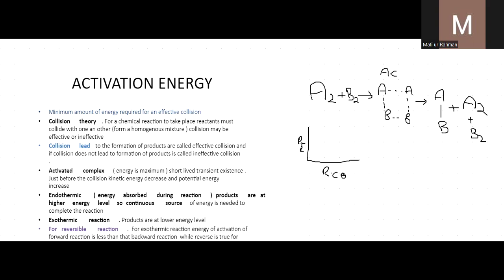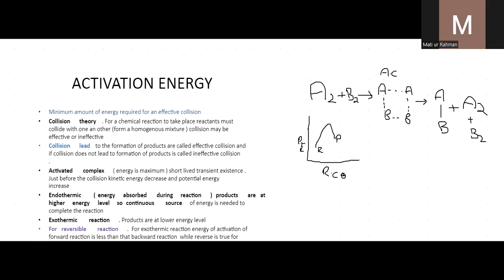So we have the two graphs, and most MCQs and short questions come from this graph. Let's suppose we have this graph. This represents the reactant and this represents the product. In this case, you can see that product is at the higher energy level state and reactant is in the lower energy state.